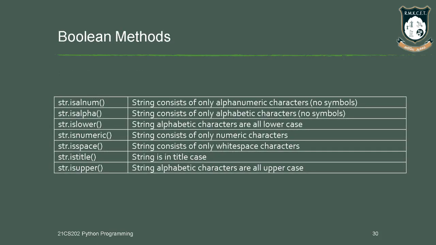And these are the boolean methods. The explanation we have seen here: the methods which return boolean values, that is true or false, come under the methods called boolean methods.